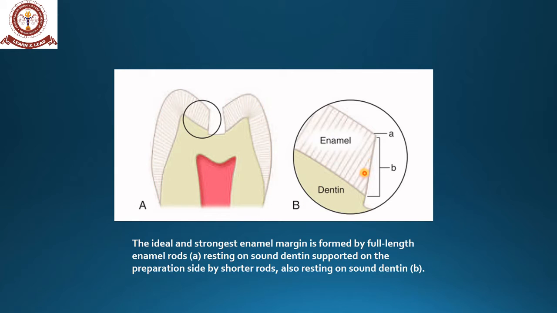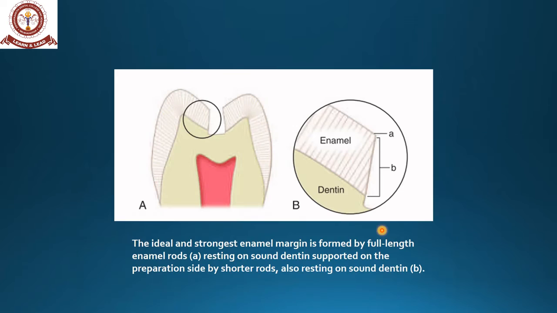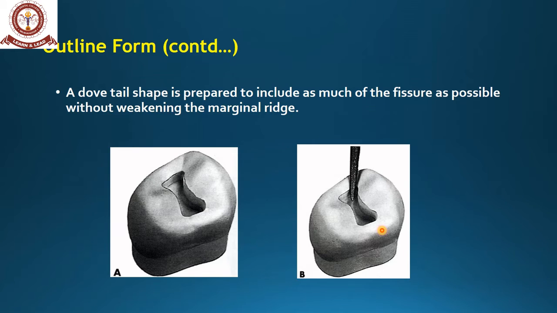And next is the enamel rod which may be short. Like if we see here, these enamel rods are short, but if they are also supported by dentin, they will also give strength. If there is undermining, like we saw in the last picture, undermining of the marginal ridge, there won't be dentinal support and it will cause fracture of the tooth structure at that particular area.